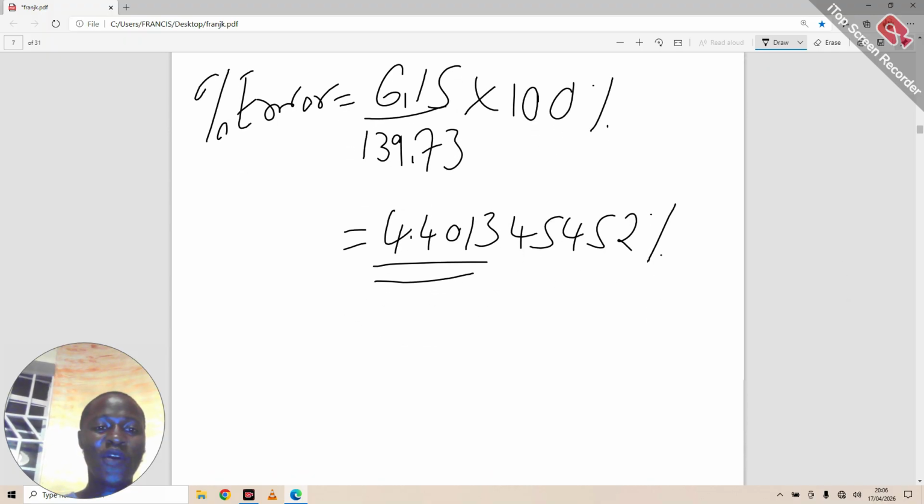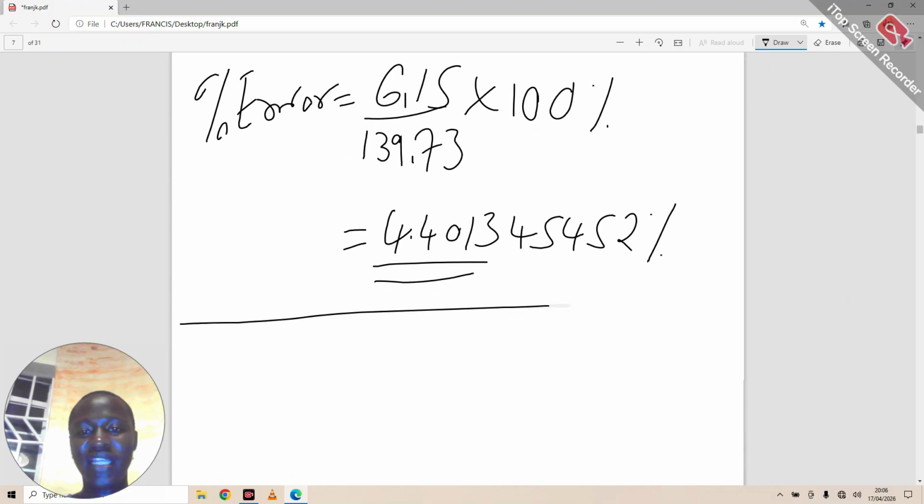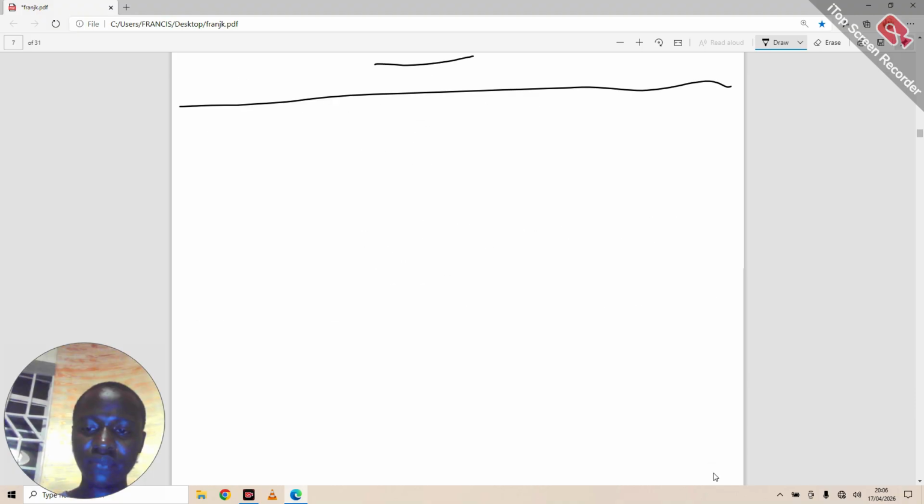Let us look at another example. The question reads: a rectangular box has a square base whose side measured to the nearest millimeter is 12.4 centimeter. If its height is exactly 7 centimeter, determine in cubic centimeters the greatest possible error in calculating its volume.